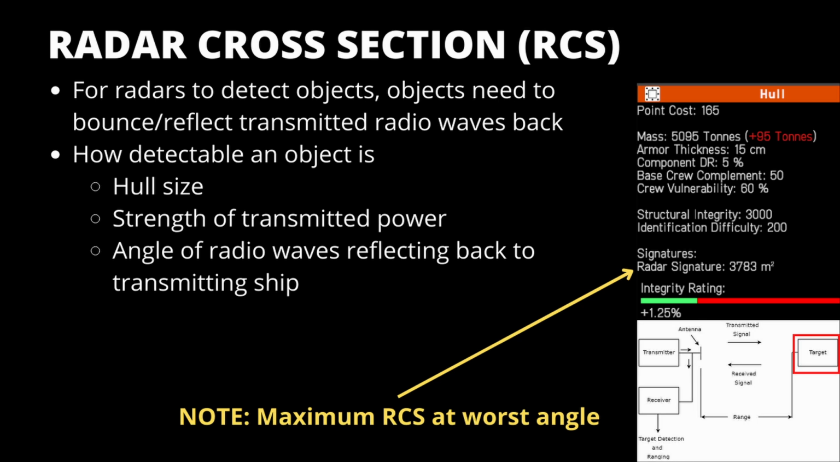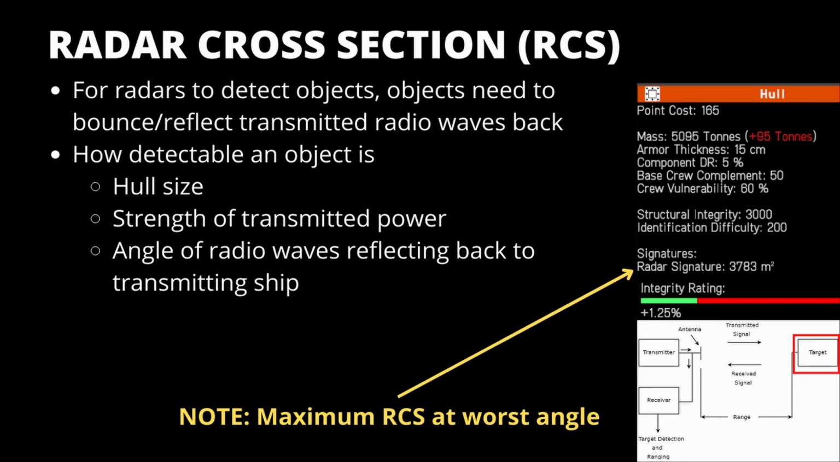Now, this is where the radar signatures of the ships come into play. Note that when you're in the fleet editor, the radar signature under the hull heading, measured in meters squared, is actually the maximum radar cross-section of that ship. So it's going to be the radar signature at your worst possible angle. And for a lot of ships, that's being directly side on.